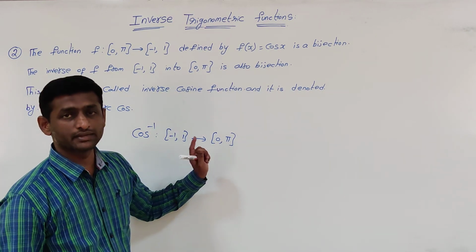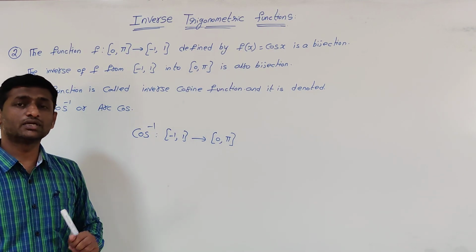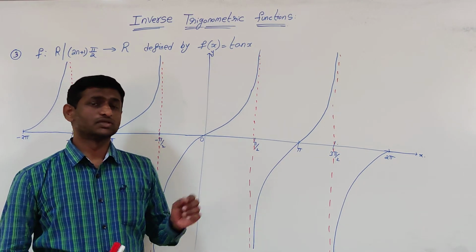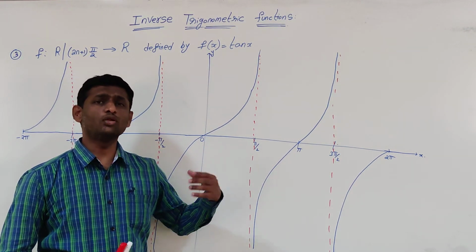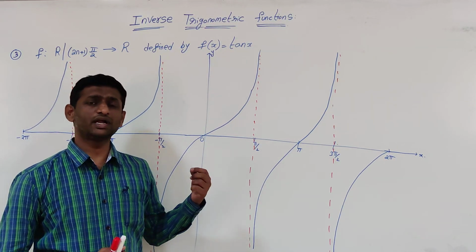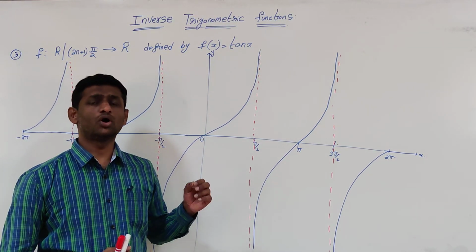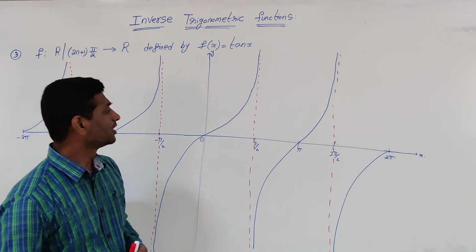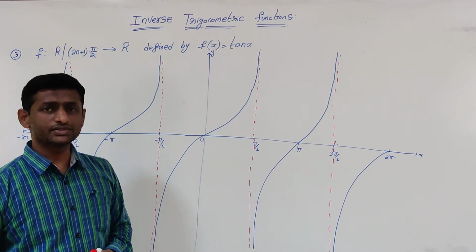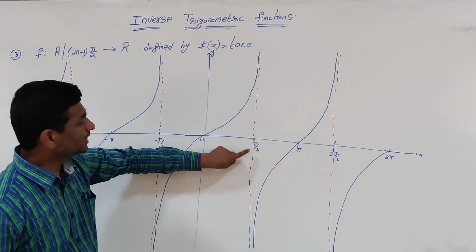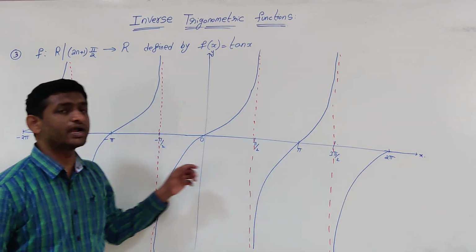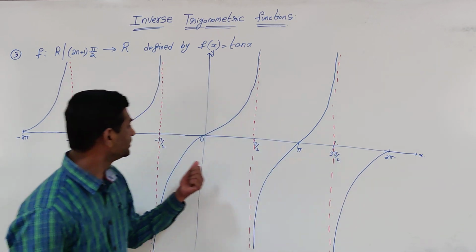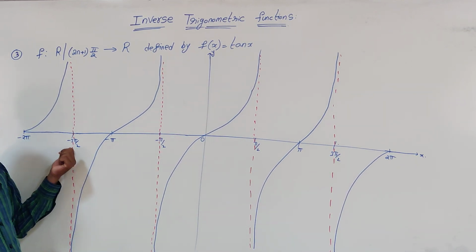Next, we'll go for the trigonometric function tan. Tan theta is not defined for odd multiples of pi by 2. Means it is defined everywhere except odd multiples of pi by 2, and the range is R. If we consider the graph of tan x, the red dotted vertical lines are where it is not defined. It is not defined at pi by 2, not defined at 3 pi by 2, not defined at minus pi by 2, and not defined at minus 3 pi by 2.